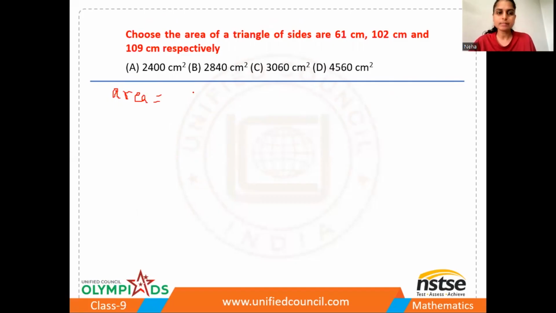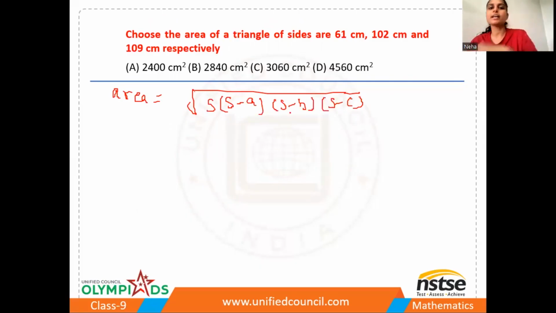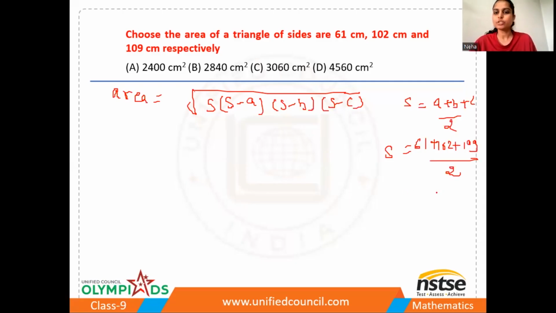nothing but square root of s into s minus a into s minus b into s minus c, right? Where a, b, c are the sides of the triangle and s is the semi-perimeter, that is a plus b plus c divided by 2. So s is a plus b plus c, that means 61 plus 102 plus 109 divided by 2, right? So this is 272 divided by 2, which is equal to 136 centimeters, right?